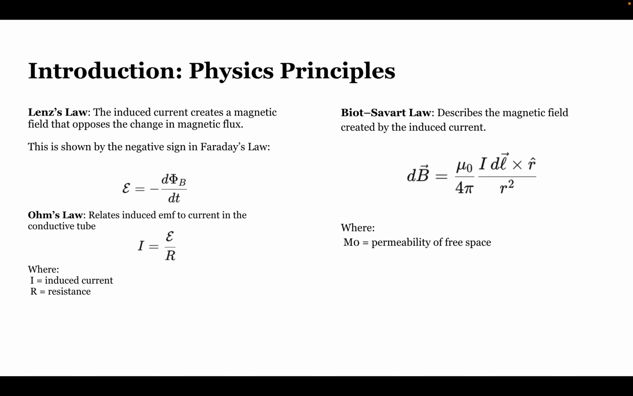Lenz's law, which is that the induced current creates a magnetic field that opposes the change in the magnetic flux, is basically the negative sign of Faraday's law.